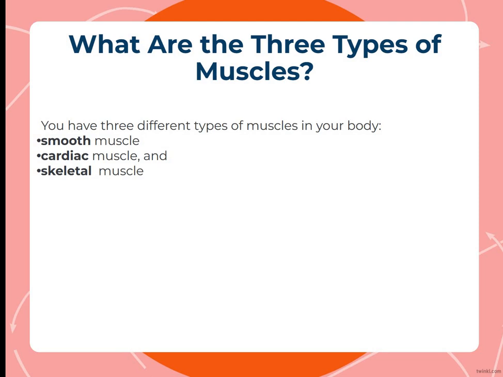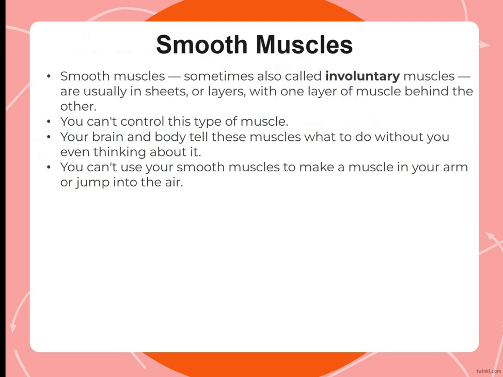Can I control all of them? No, I can control only the skeletal muscles, which are called voluntary muscles. So muscles that I can control, I call them the voluntary muscles. Muscles that I can't control are called involuntary muscles. The word "in" means not, so involuntary means not voluntary. Involuntary muscles are muscles that I can't control.